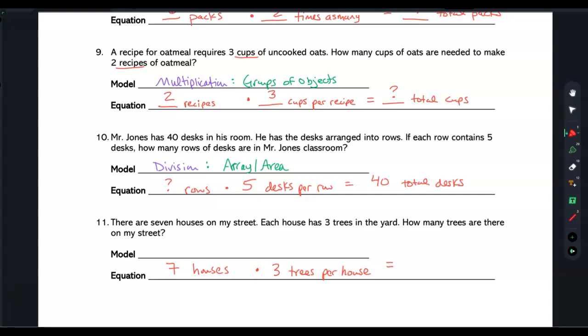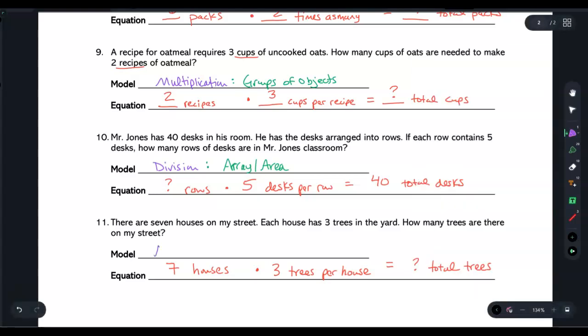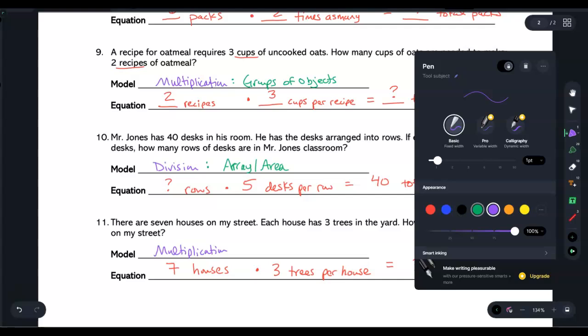So in this case, if I were to do 7 houses times 3 trees per house, that would give me the total number of trees. Technically, that's the total number of trees on the street, but all of this is on the street, right? 7 houses on the street, 3 trees per house on the street, total trees on the street. And so then how would I solve this? I would do 7 times 3. So once I realize how I would solve that, that lets me know this is multiplication, which means it is that groups of objects model.